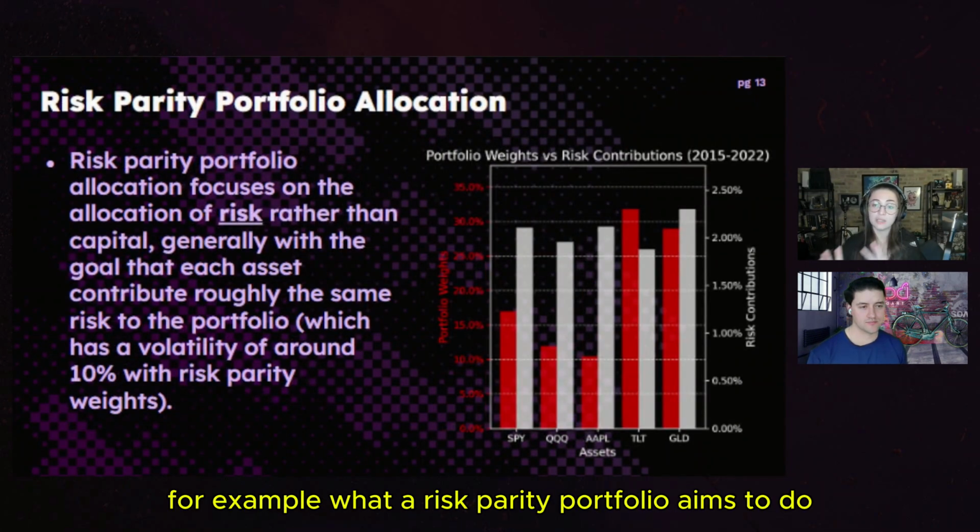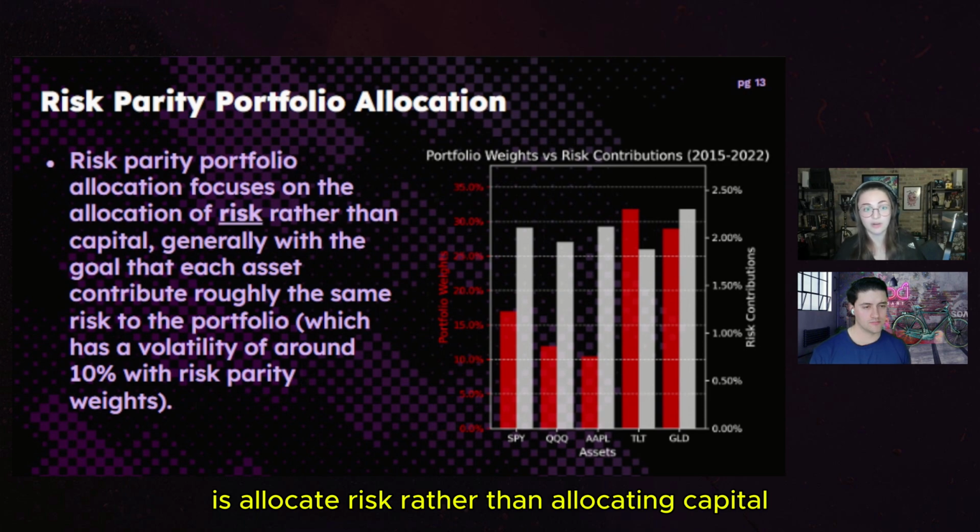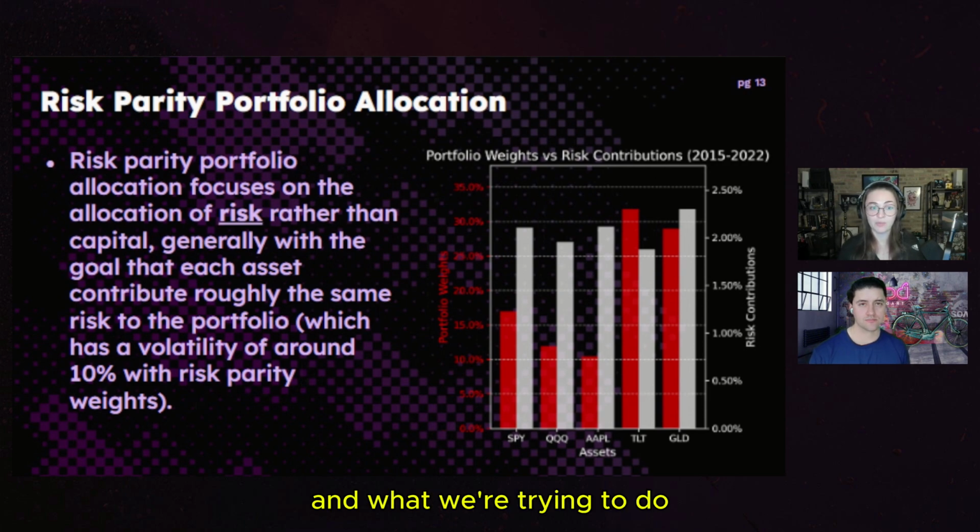What a risk parity portfolio aims to do is allocate risk rather than allocating capital. And what we're trying to do generally with a risk parity portfolio is determine the weights that will allow each asset to contribute approximately the same level of risk to the portfolio overall.